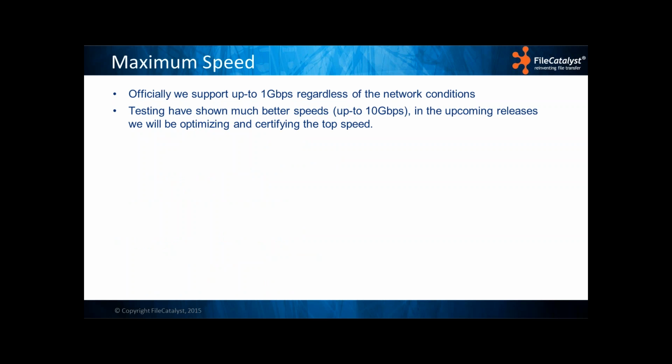Our official line that I'm supposed to tell everyone is that we right now support 1 gigabit transfers with the C++ API. However, we have a number of anecdotal history on this, where our testers have seen speeds much better than a gigabit in harsh network conditions, even up to 10 gigs. I think in the upcoming releases of this C++ API we will be optimizing it and certifying it for the top speed.